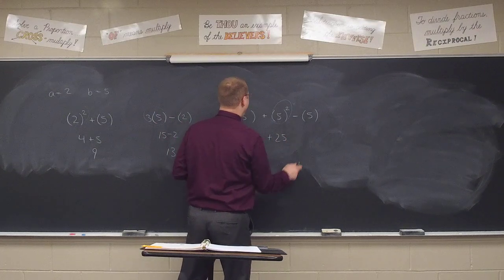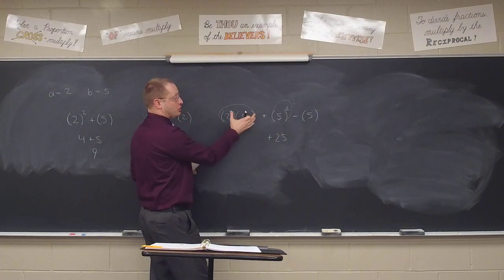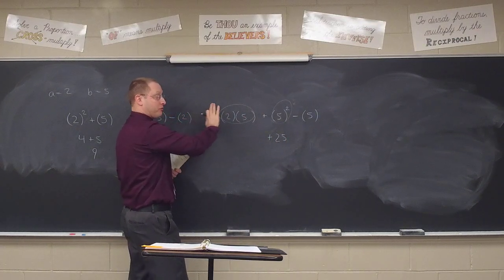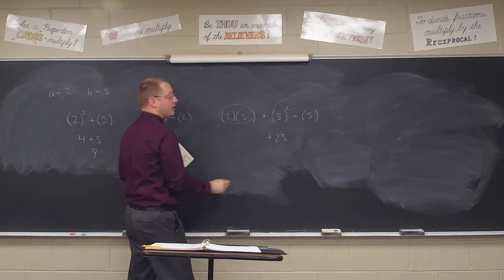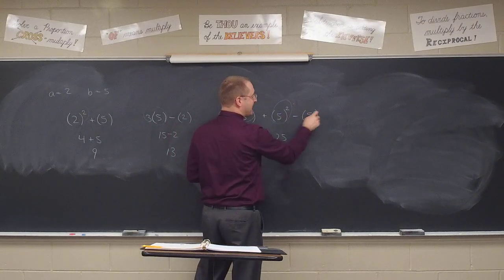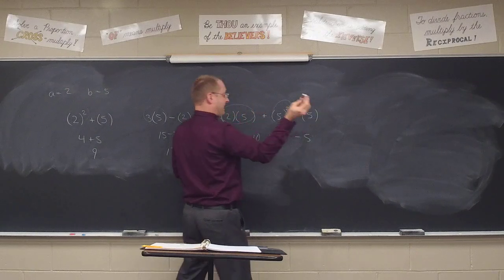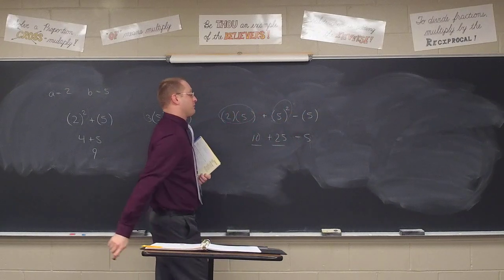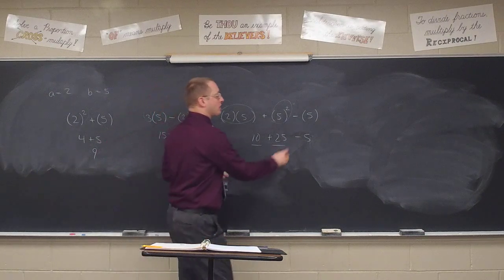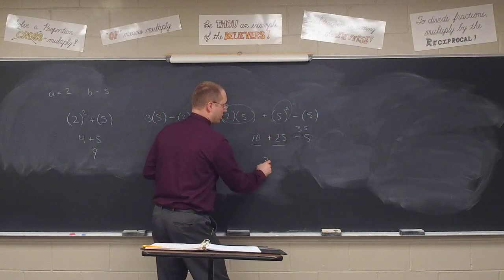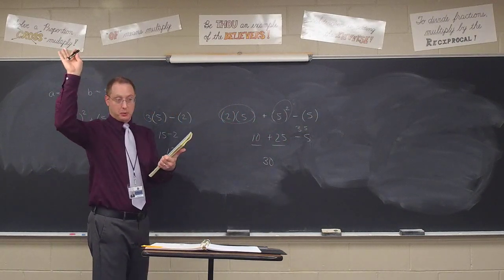25. There we go. And then here, I can go ahead and do the multiplication also, since this term is separate from this other one anyway. 2 times 5? 10. That's 10. And then we've got this negative 5. You could either say plus negative 5, or you could just think of it as negative 5. 10 and positive 25? 35. 35 negative 5? 30. How many have 30 for number 3?